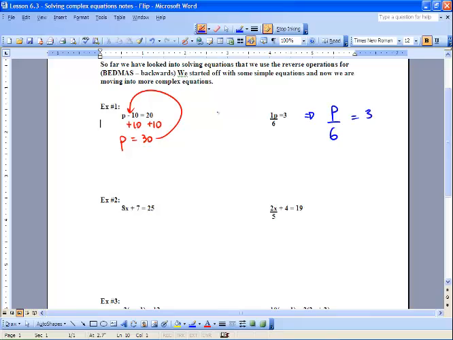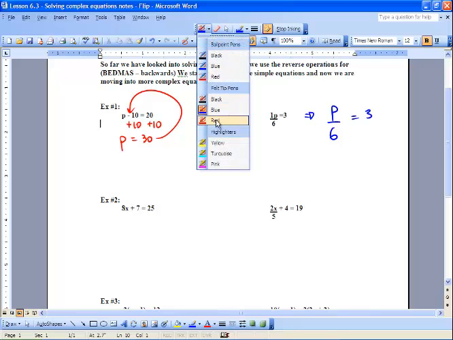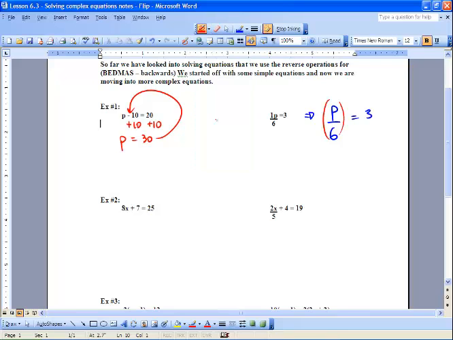And what is this saying? Well, it's saying p divided by 6 equals 3. So something divided by 6 equals 3. Now what we're going to do is the opposite of division, and we're going to multiply each side by 6. What this does essentially is it puts a 1 underneath that 6, and then we get 6p over 6. These 6's cancel out to 1, and we get p equals 18, because 3 times 6 equals 18.